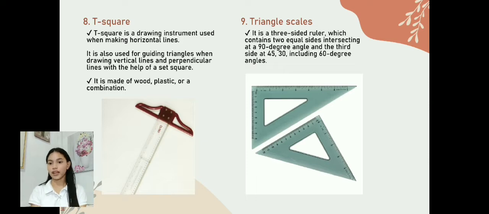Next, we have here the triangle scales. It is a three-sided ruler which contains two equal sides intersecting at a 90-degree angle and the third side at 45, 30, including 60-degree angles.